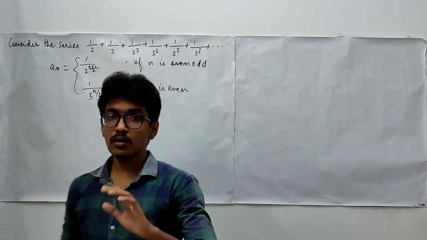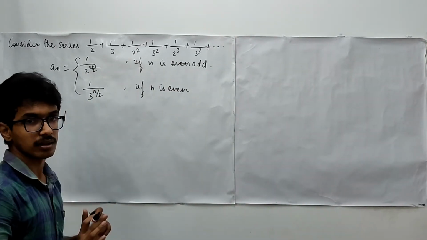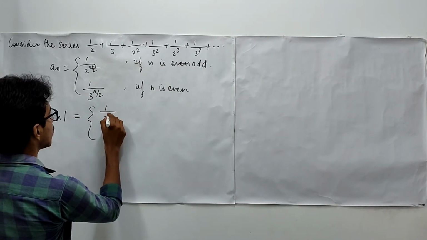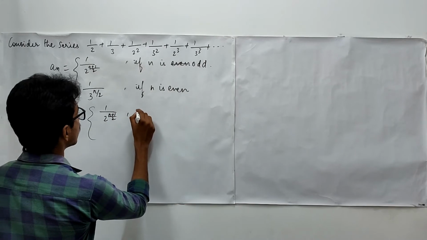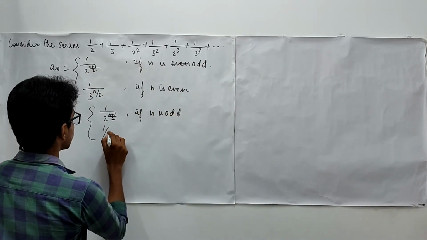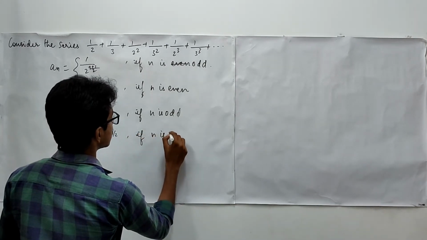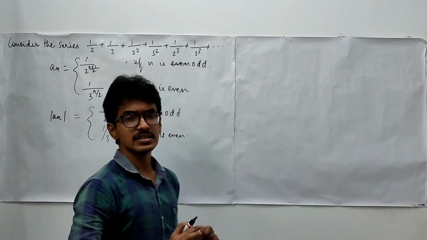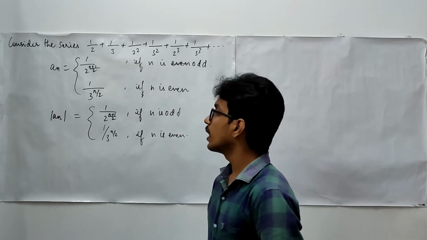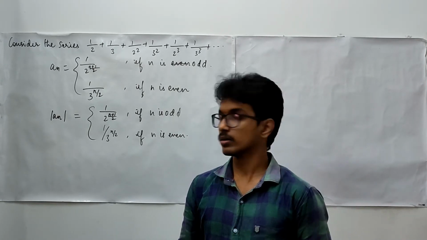Right? Now we will have to calculate this thing. What is it going to be? It is going to be simply the same. 1 upon 2 power n plus 1 upon 2 if n is odd, and 1 upon 3 power n by 2 if n is even. Right? Since these are positive quantities, absolute still gives you the same value. Now we will have to take the nth root.